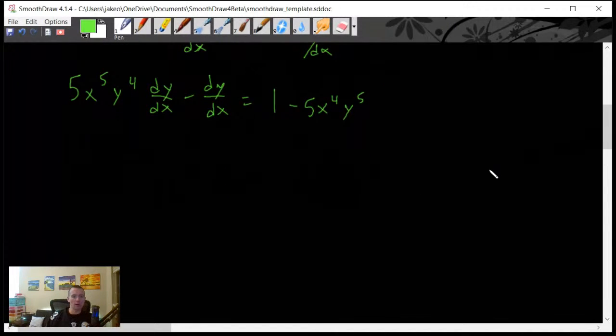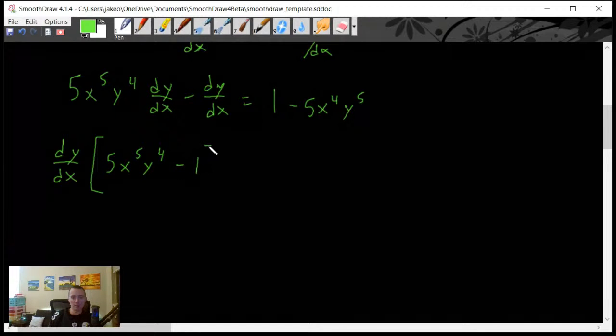So now that we've got all of our dy dx terms on one side, all of our non-dy dx terms on the other side, what we can do is factor out the dy dx terms from the left side of the equation, or factor out the dy dx itself. Because what this is going to do is it's going to leave each of these terms within the parentheses here, but without the dy dx part of it. And the reason why that's really nice is because now we have an equation that only has one single dy dx, which is the thing we're trying to solve for. So it's much easier to solve for something when you only have one of it.